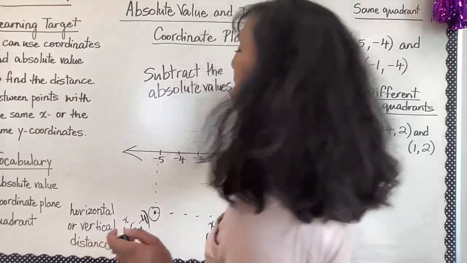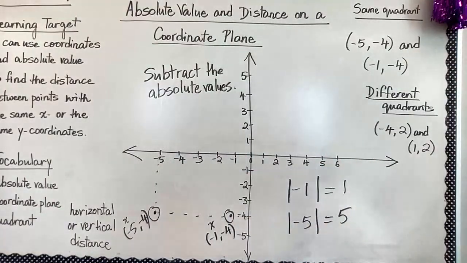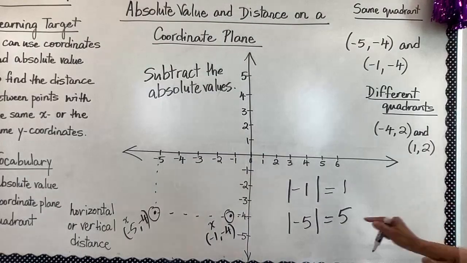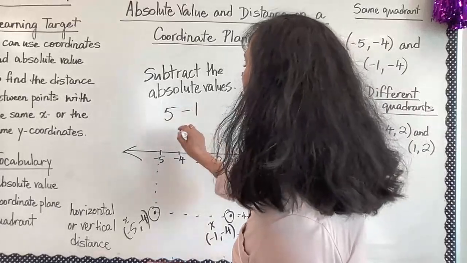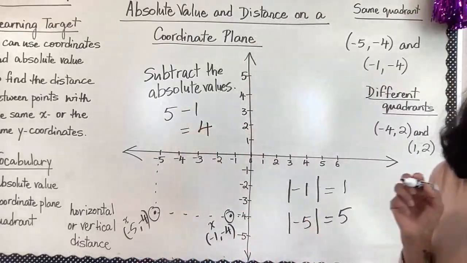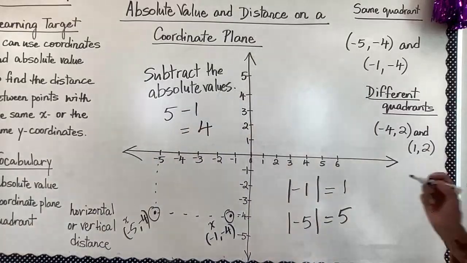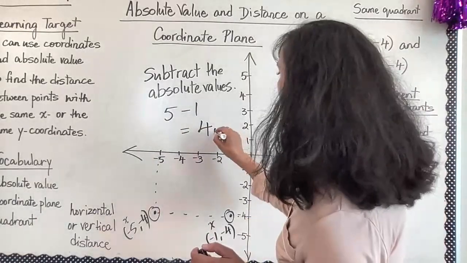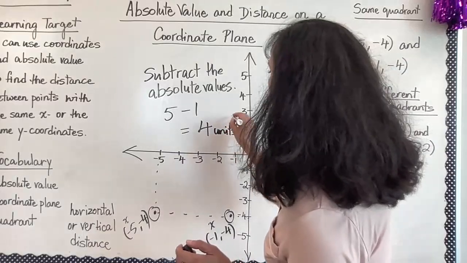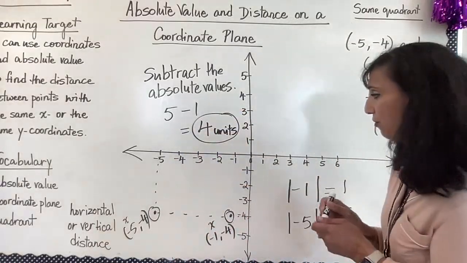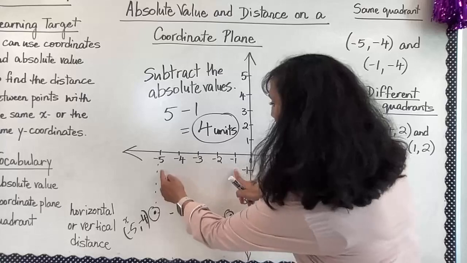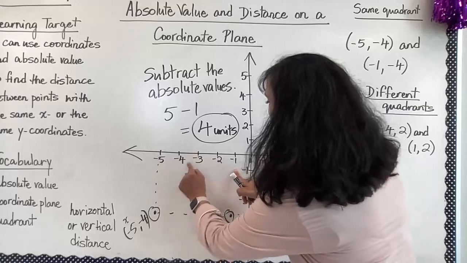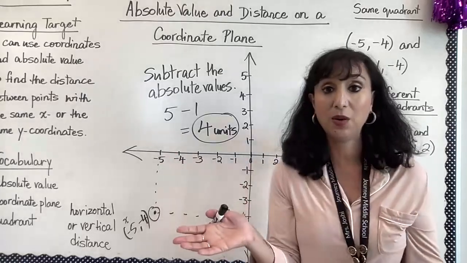As you can see, we are taking the x coordinates in this case, because it's going horizontally. And what are the absolute values here? We have 5 minus 1. So you can see that the distance between the two points is 4 units. If you look at this, this is 4 units. If you count from here, 1, 2, 3, 4. That's basically what that is.